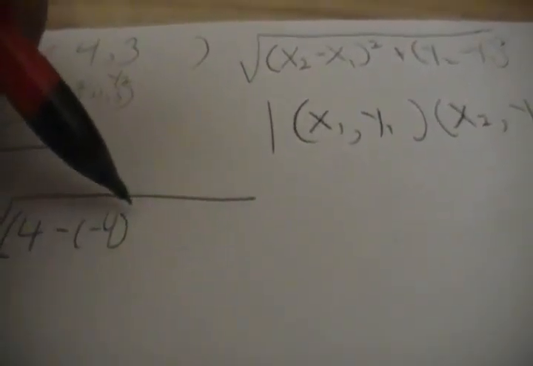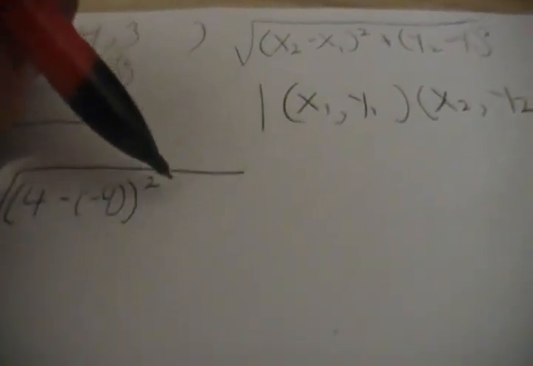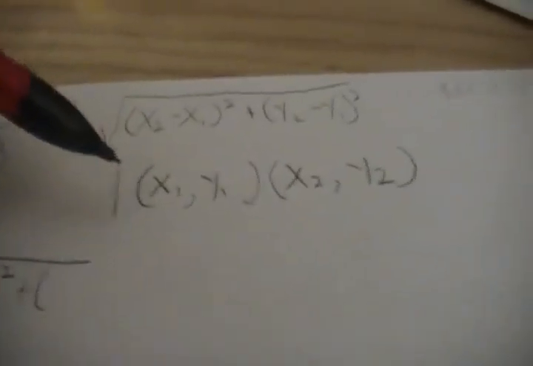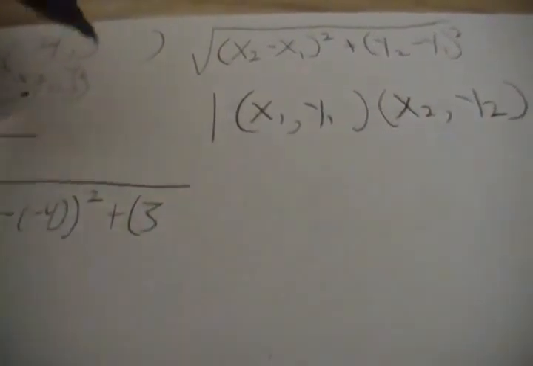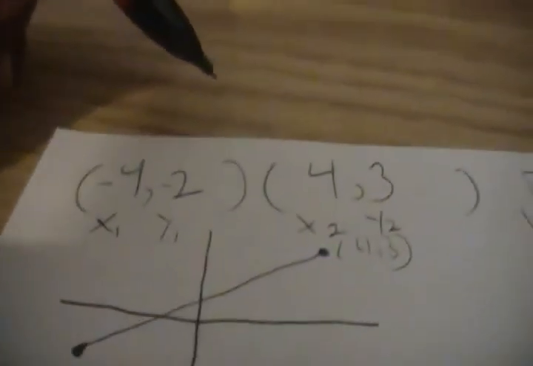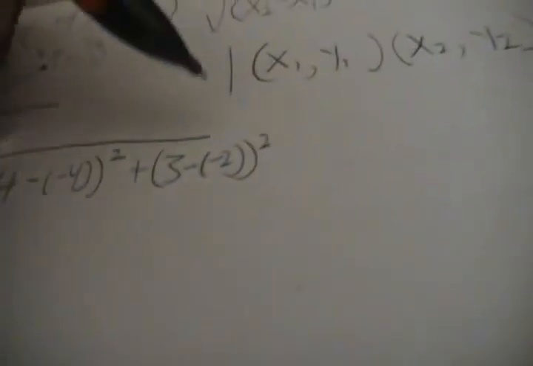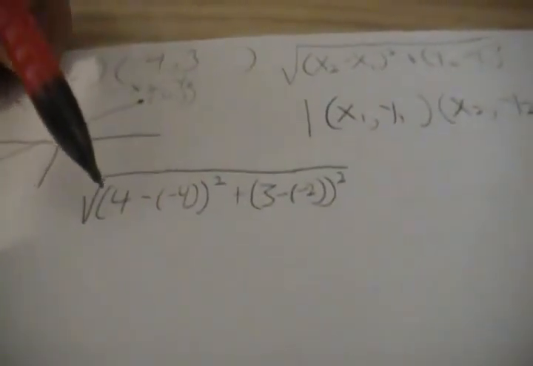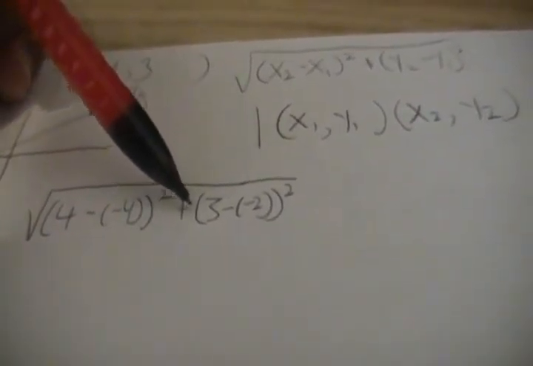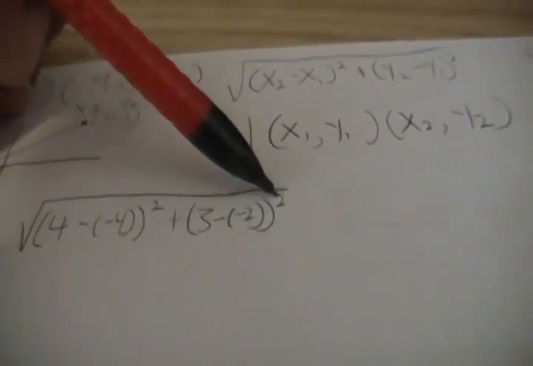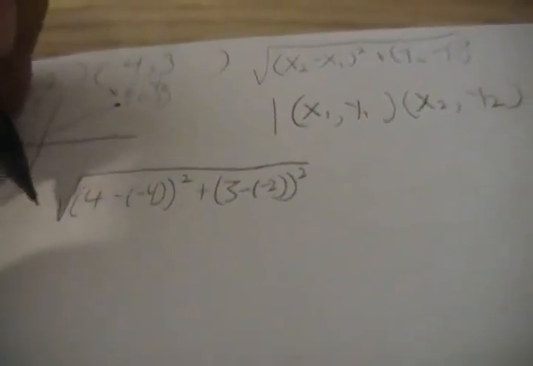So make sure you put parentheses here. That's going to be squared plus y2 minus y1, where y2 is 3, minus y1, which is -2, squared. So the whole thing reads out square root of (4 minus -4) squared plus (3 minus -2) squared. Okay, let's work it out.